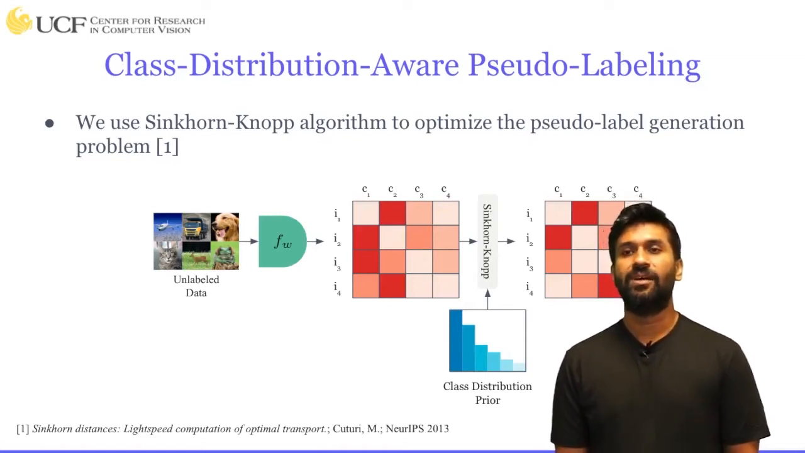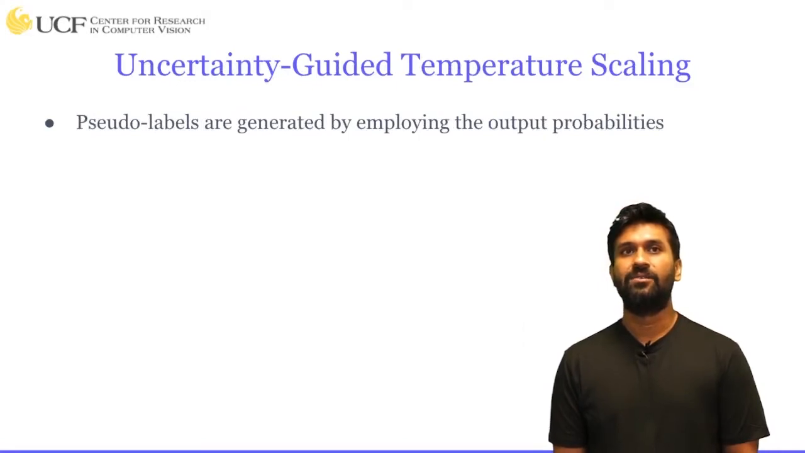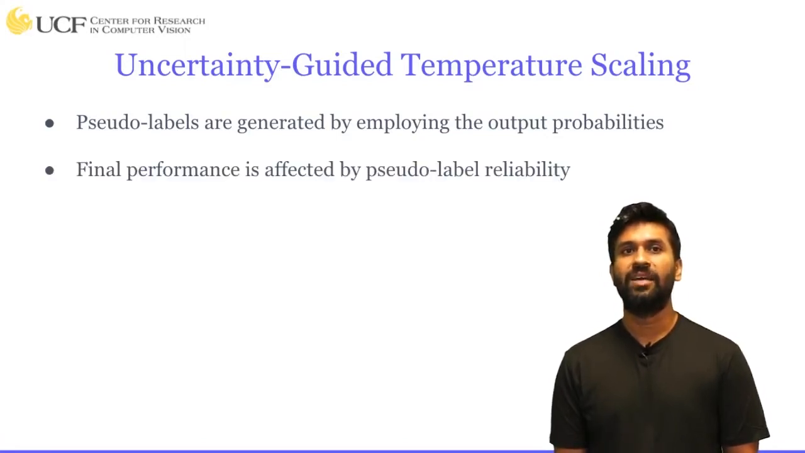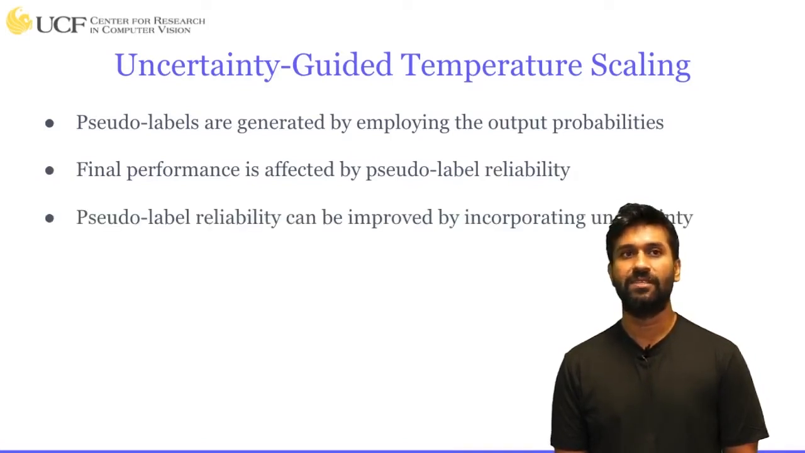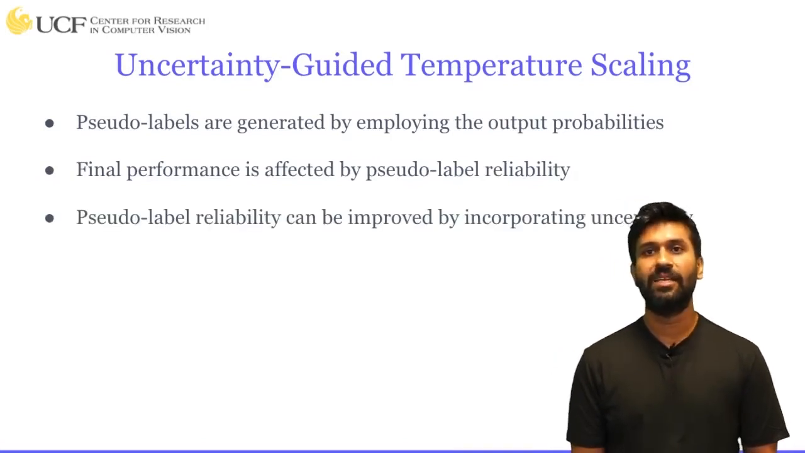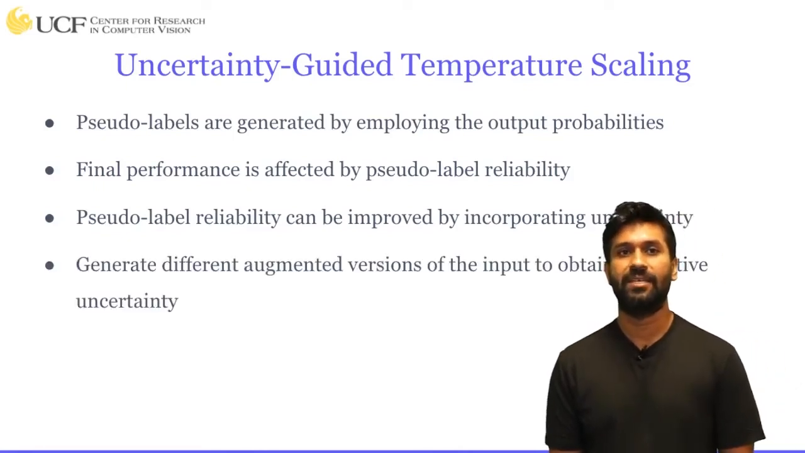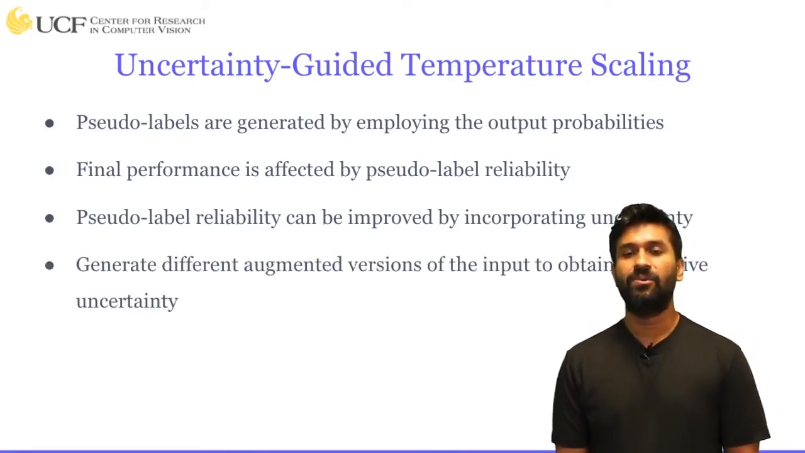Now let's look into our reliable training. In our training, we are using pseudo-labels which are generated from the output probabilities. Therefore, the final performance will be affected by the reliability of those pseudo-labels. And this pseudo-label reliability can be improved by incorporating uncertainty. Therefore, in our work, we generate different augmented versions of the input to obtain predictive uncertainty. There are other ways of doing it, but this is cheap and simple.